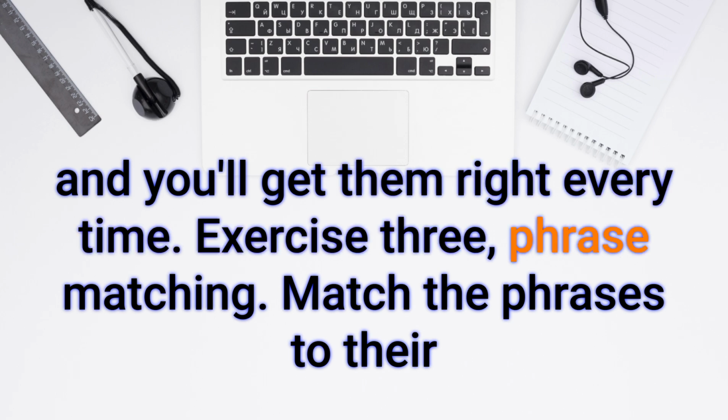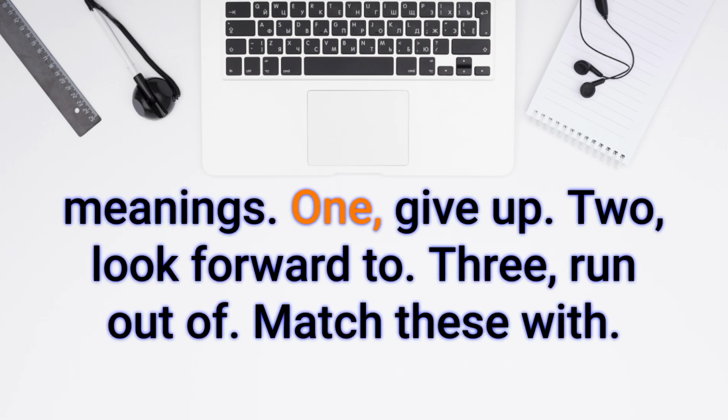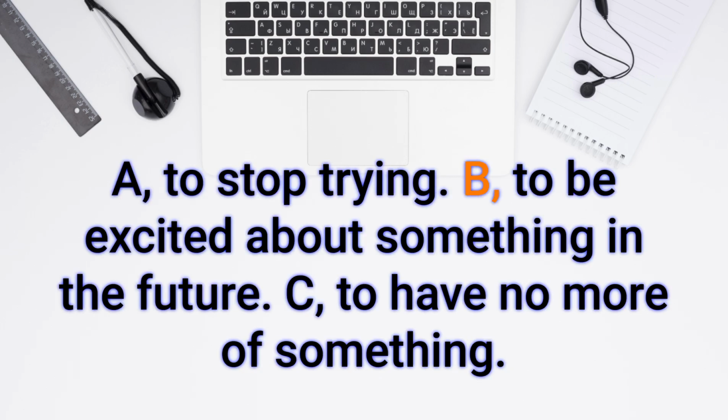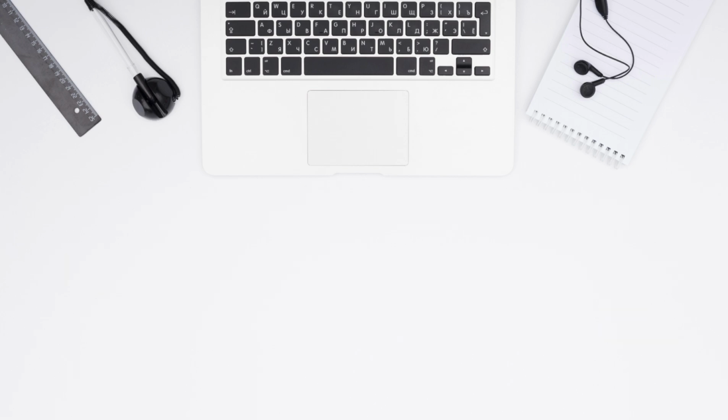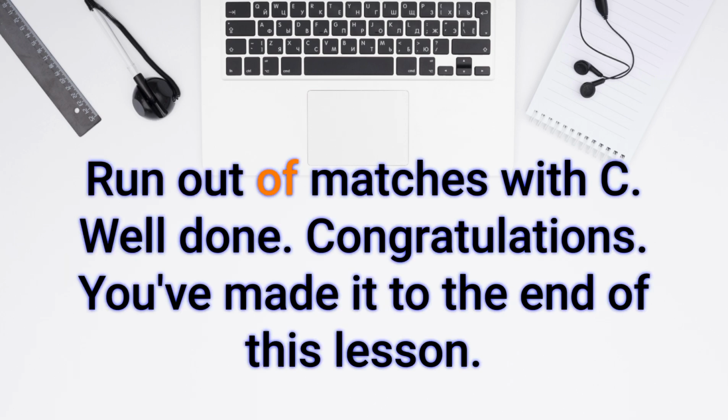Exercise 3. Phrase matching. Match the phrases to their meanings. 1. Give up. 2. Look forward to. 3. Run out of. Match these with A. To stop trying. B. To be excited about something in the future. C. To have no more of something. Let's check your answers. Give up matches with A. Look forward to matches with B. Run out of matches with C.